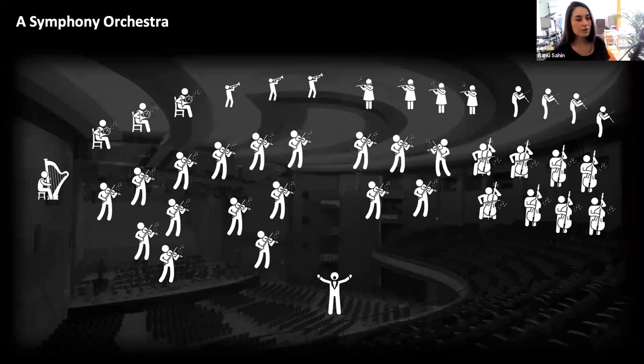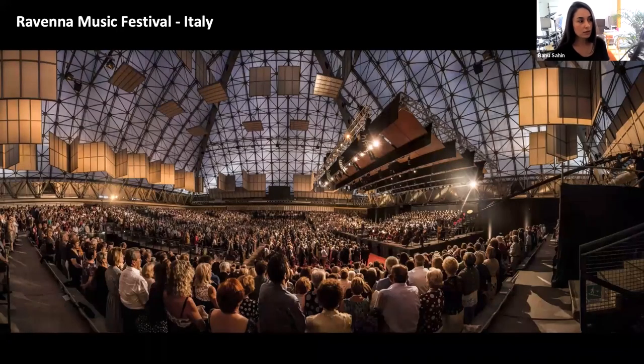It's also a very useful tool for the orchestra itself, because room acoustics has a great influence on the musicians' performance. There are many studies available on that topic. So using emulated acoustics, creating an acoustic shell like here in the Ravenna Music Festival in Italy, would make a great difference to the music being performed on stage.